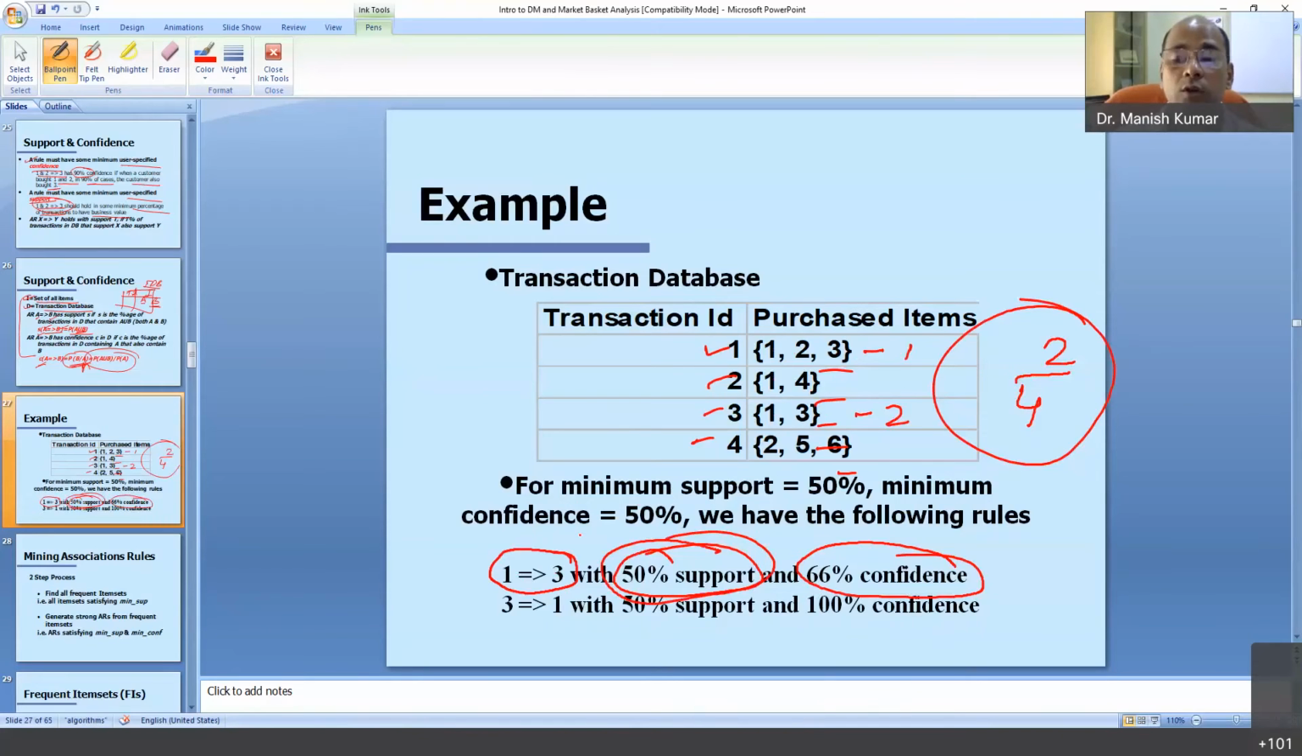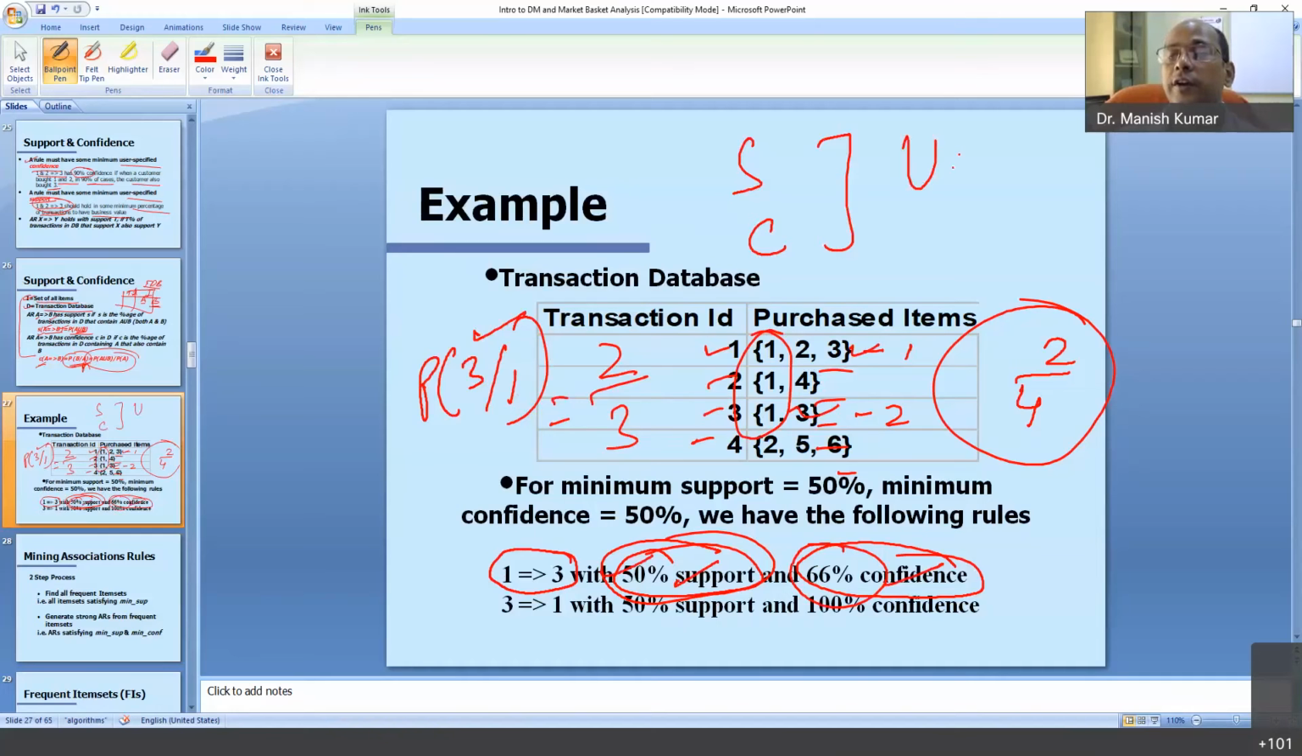Now the question is, what is confidence? It is the conditional probability: given 1, what is the probability of 3? 1 is in 3 transactions, and out of those 3 transactions, 2 have this 3. So the probability is 2 by 3, which is nothing but 66%. This way you can decide support and confidence, and always remember these 2 are user defined, or domain experts can decide this particular support and confidence, because that varies depending upon what items you are looking for. If it is words out of documents, certainly the support and confidence would be different. If it is the food items of Big Bazaar, it could be a different support and confidence.